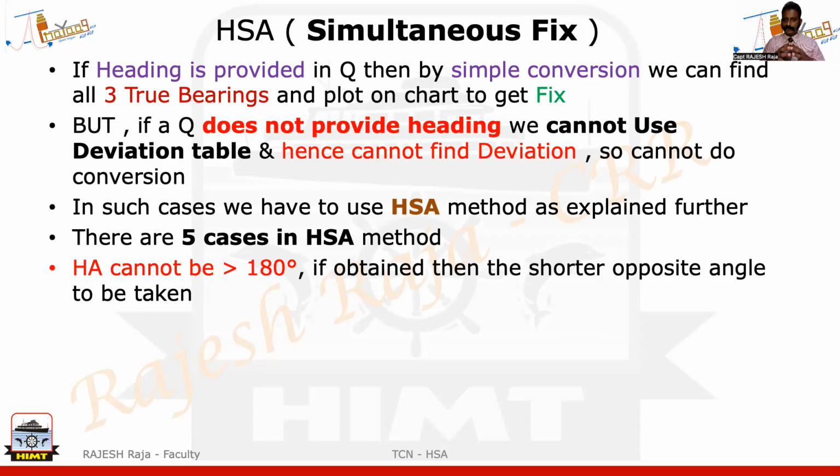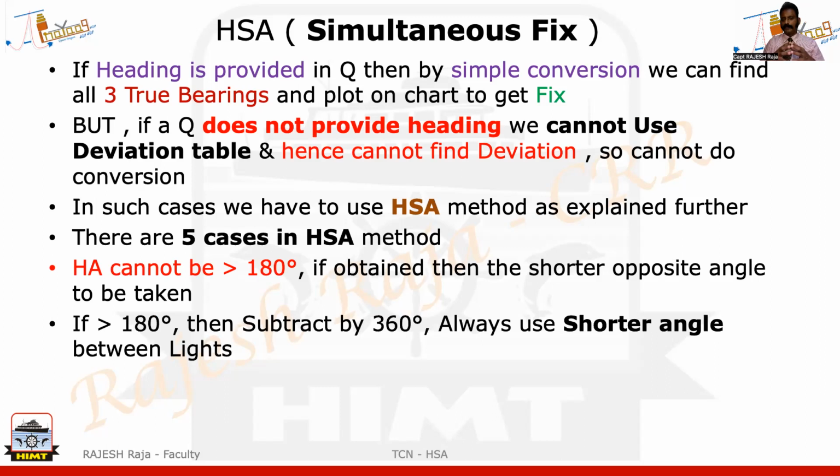Now there's one more catch. Horizontal angle cannot be more than 180 degrees. There's a logic behind it because you are supposed to look at the shorter angle. So what happens if your value of horizontal angle is more than 180? Then all you do is subtract it from 360 and you'll get the shorter angle. I'll show you a sample, what happens if you do it by mistake and how you can correct it.